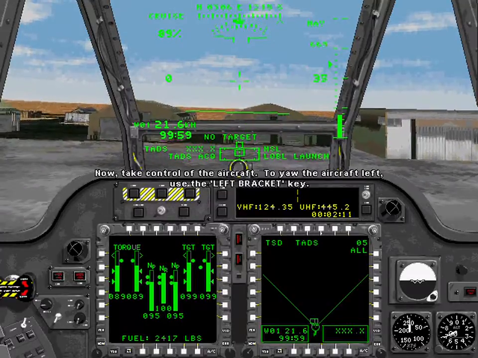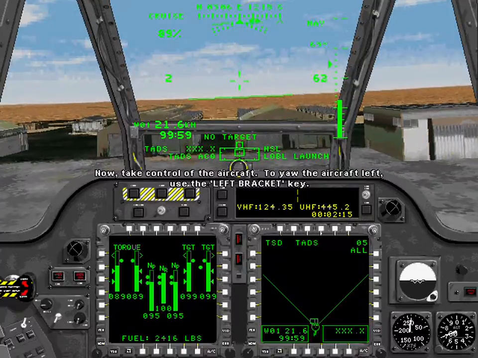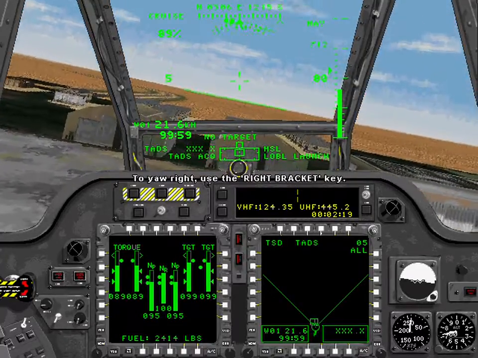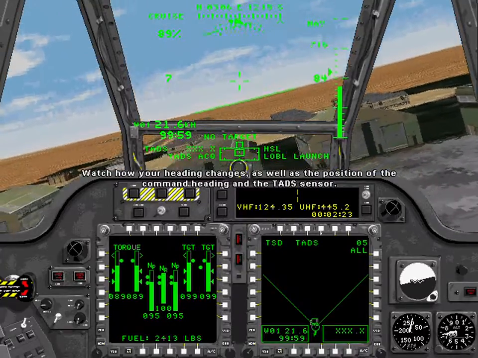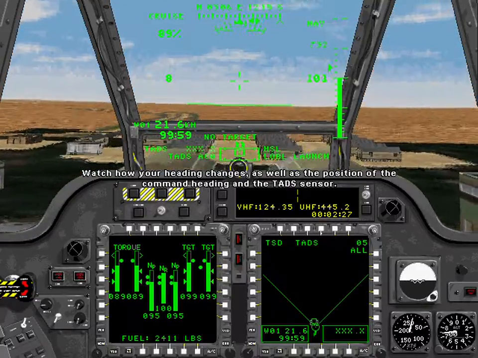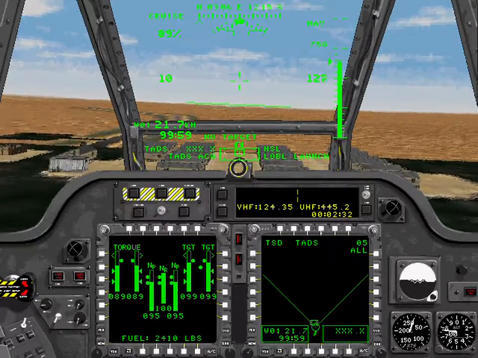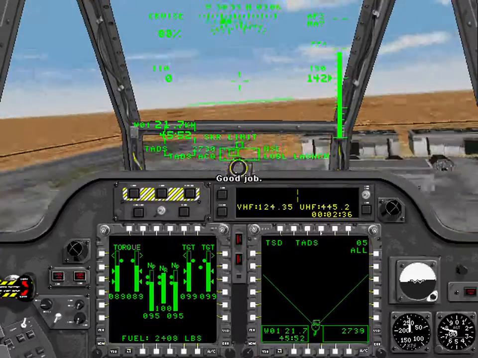Now, take control of the aircraft. To yaw the aircraft left, use the left bracket key. To yaw right, use the right bracket key. Watch how your heading changes, as well as the position of the command heading and the TAD sensor. When you are done, hit the escape key. I have the aircraft. Good job.